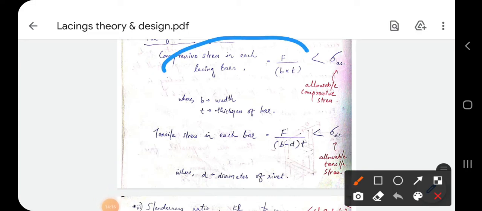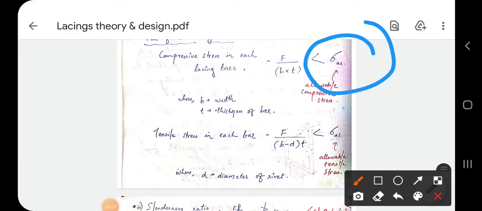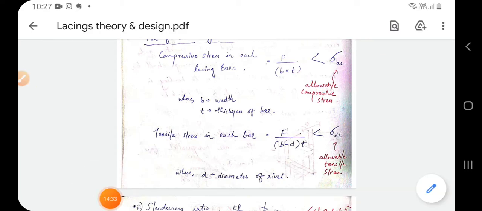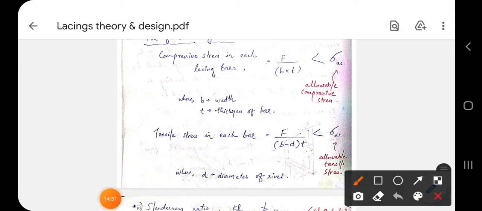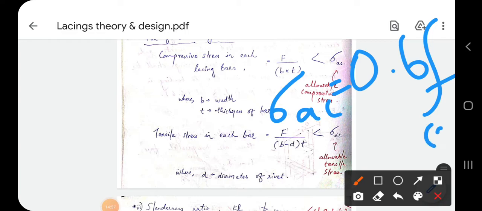Compressive stress on each bar: if we get the force F on each bar, then we can find the compressive stress on each bar as F by B into T, and it should be less than sigma AC, the allowable compressive stress. This allowable compressive stress value we can find from the steel code IS 800, and it will be 0.6 times FCD value, the design compressive stress value. Allowable compressive stress equals 0.6 times FCD value.